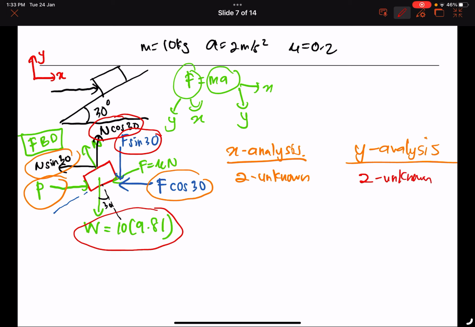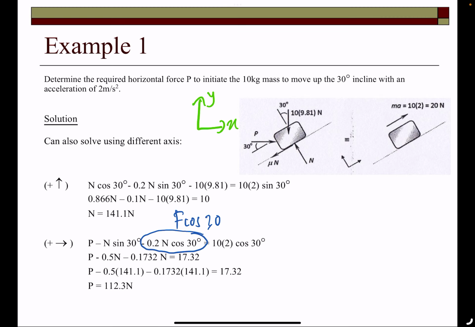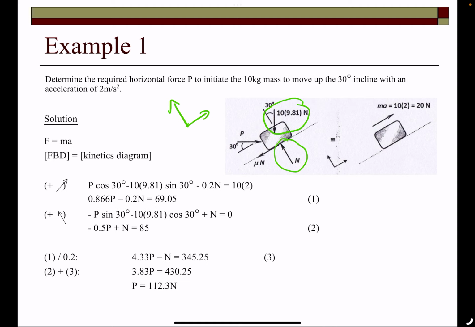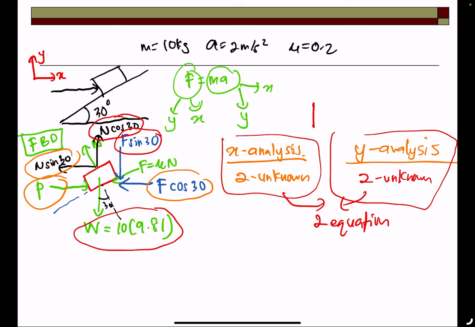So once you have two unknowns, then again you have to develop two equations. This is the thing that you have to remember. Two equations come from two different analyses, like this one. So again, if you have information from the question, you can solve it. So this is the X analysis and Y analysis for F.